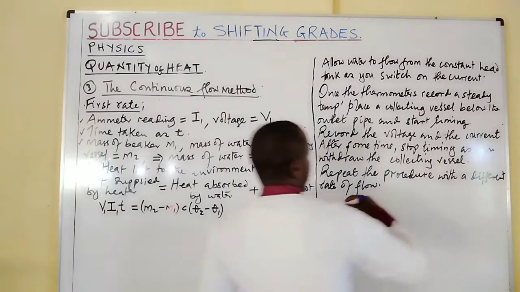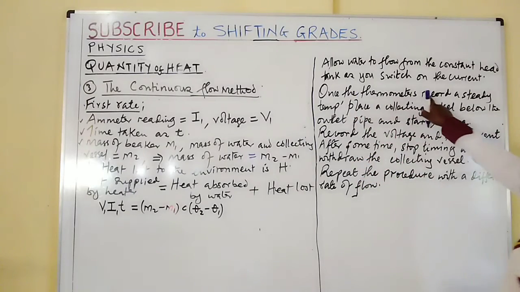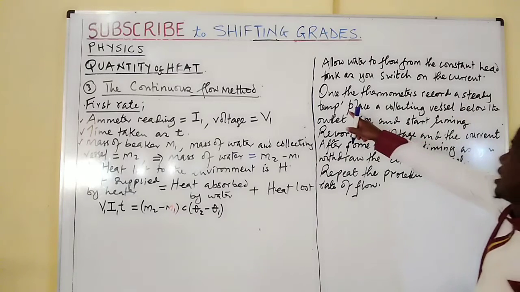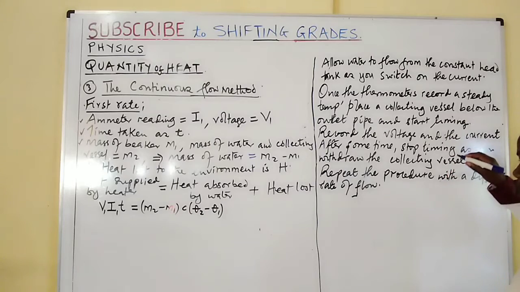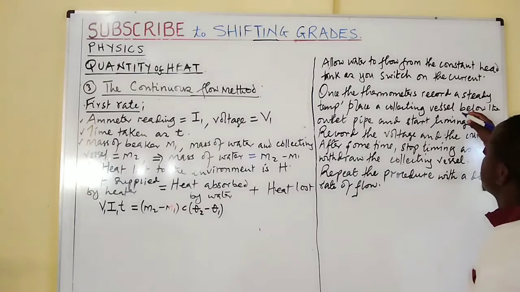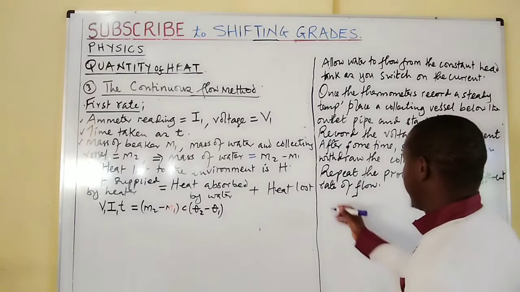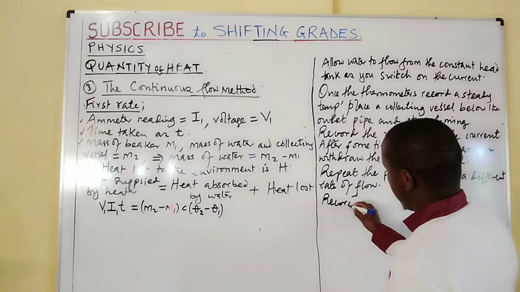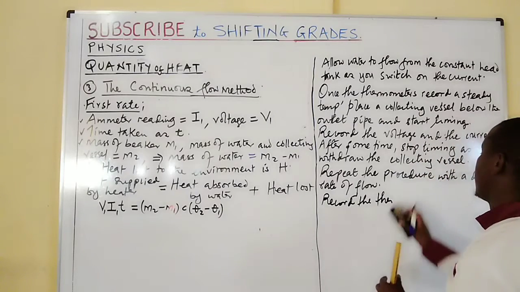Therefore, here we didn't mention that once the thermometers record a steady temperature, place a collecting vessel below the outlet pipe and start timing now. As you start timing, remember also, a very key step, to record the temperature or the thermometer reading for both cases.